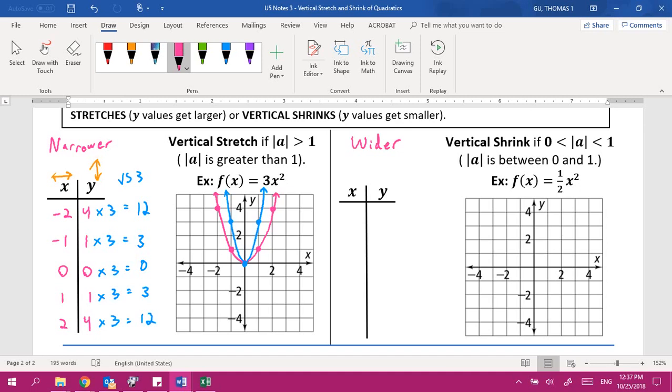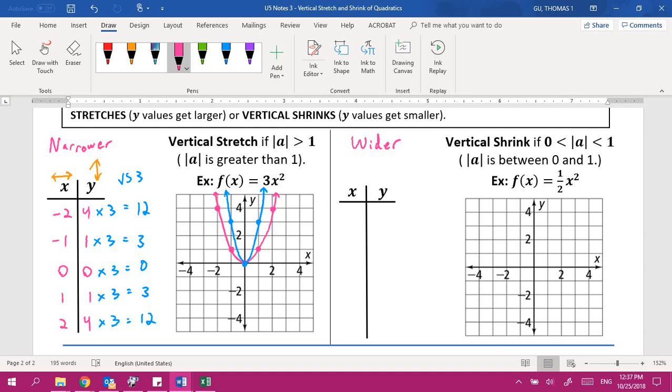Okay, so vertical shrink, you can tell if the a value is between 0 and 1. So look at this equation right here. f of x equals 1/2 x squared. What's the a value there? 1/2, that's right. And is that between 0 and 1? Yes, it is. So this is going to be a vertical shrink.